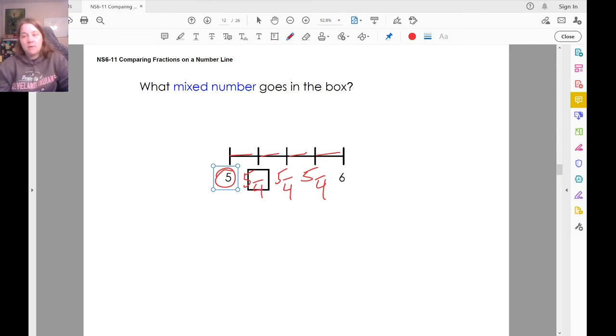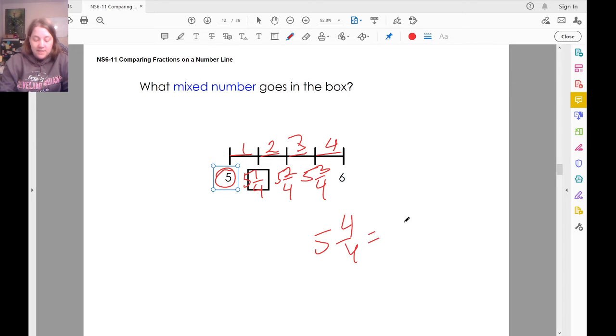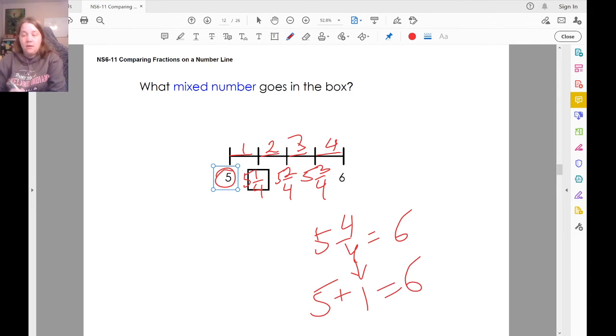And now that our bottom number is 4, we have 1, 2, 3, 4. So 5 and 1/4, 2/4, 3/4, and 5 and 4/4 is the same thing as 6, because 5 and 4/4 is the same thing as saying 5 plus 1 whole. And 5 plus 1 is definitely 6, the last time I checked.